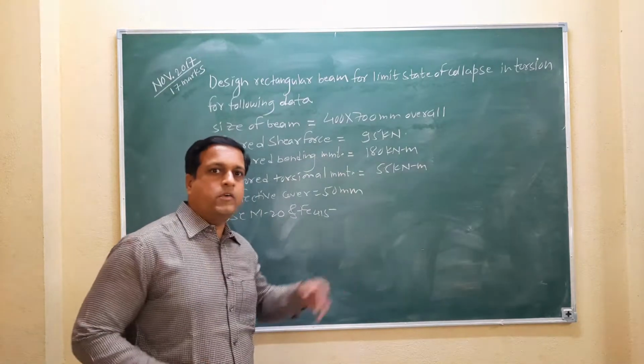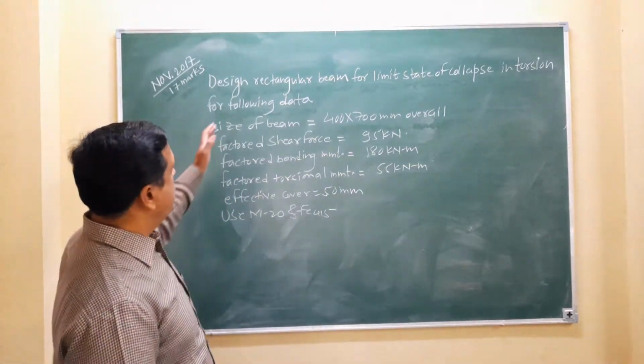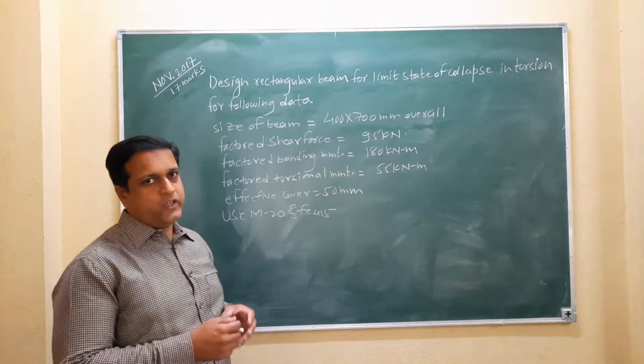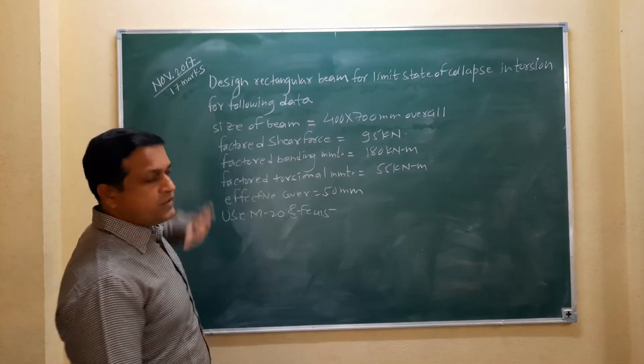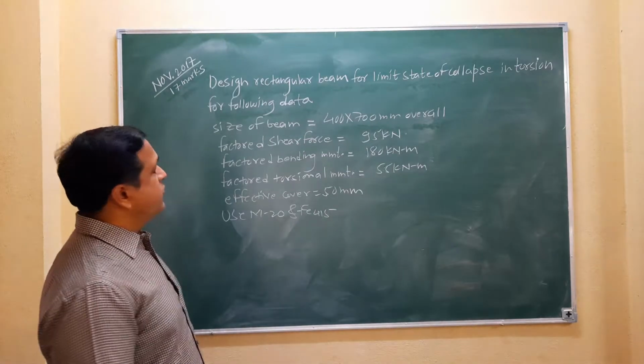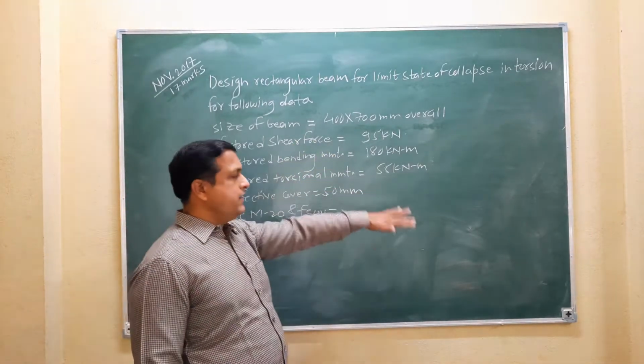This is problem number 2 related to design of beam when it is subjected to torsion. This problem was asked in November 2017 for 17 marks. So what is the question? First I will read it and then I will solve this problem.